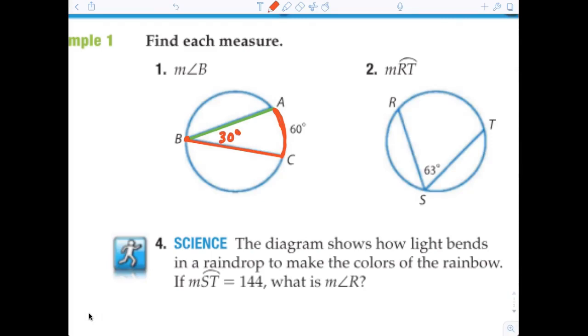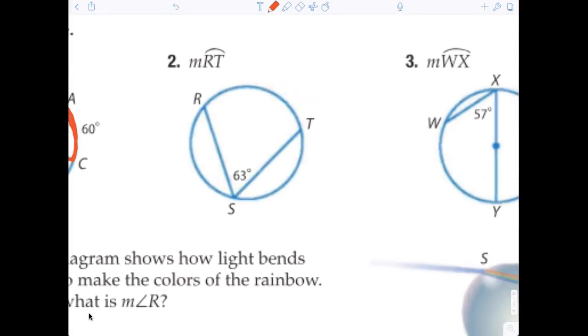All right. Now, question number 2. Again, now we're trying to find the measure of arc RT. So you're just multiplying by 2. All right. So this arc over here would be 126 degrees. Very simple. All right.